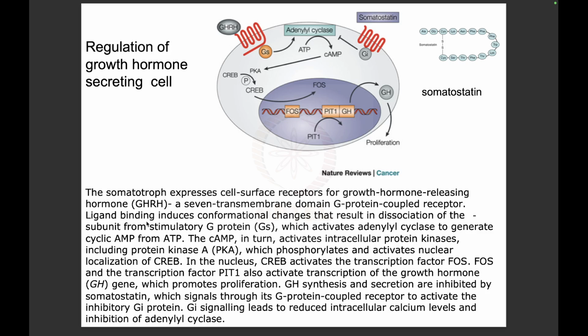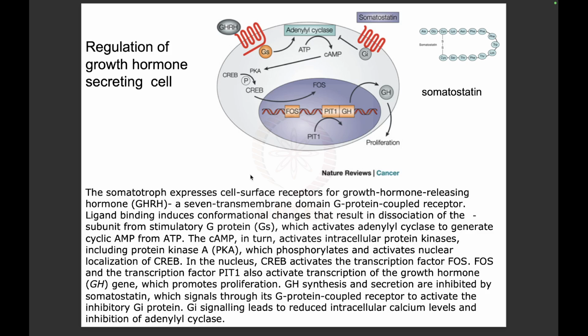With the G protein-coupled receptor, ligand binding induces a conformational change that results in dissociation of the subunit from the stimulatory G protein, which activates adenylyl cyclase. Adenylyl cyclase generates cyclic AMP from ATP, under the effect of growth hormone releasing hormone. This in turn activates the intracellular protein kinase, inducing protein kinase A, which phosphorylates and activates nuclear localization of CREB.